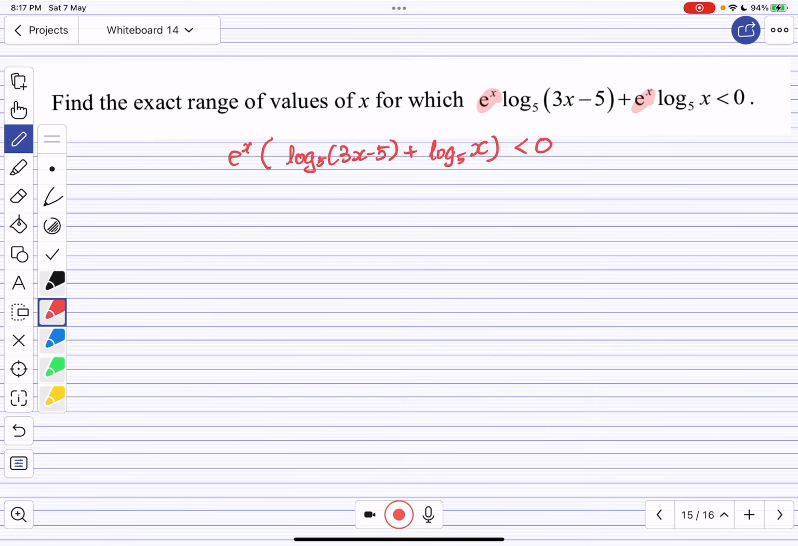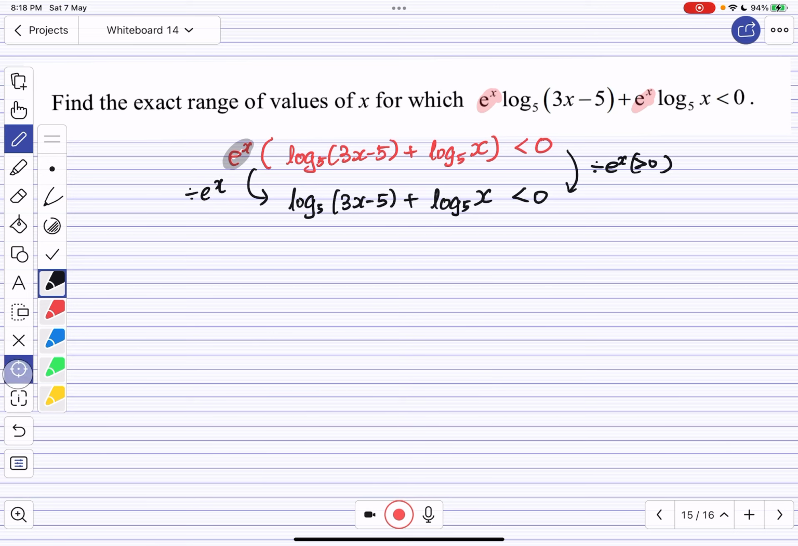Okay, and from here, you recognize that e to the power of x is an exponential function, right? e to the power of x is always more than 0. So I can just divide it away, because it's not going to give me any solution. So I'm just going to rewrite log base 5 of (3x minus 5) plus log base 5 of x is less than 0. I'm dividing by e to the power of x, which is always more than 0, on both sides.